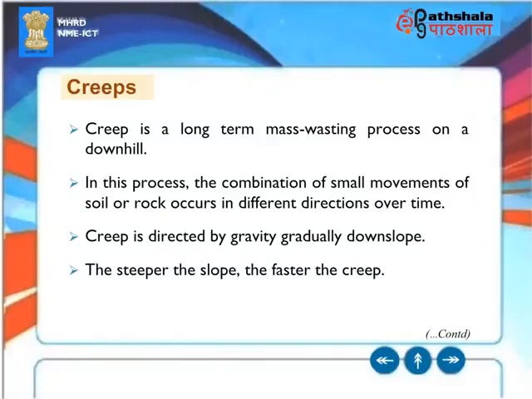Creeps. Creep is a long-term mass-wasting process on a downhill. In this process, a combination of small movements of soil or rock occurs in different directions over time. Creep is directed by gravity gradually downslope. The steeper the slope, the faster the creep.